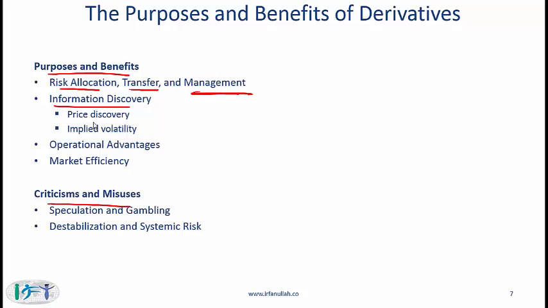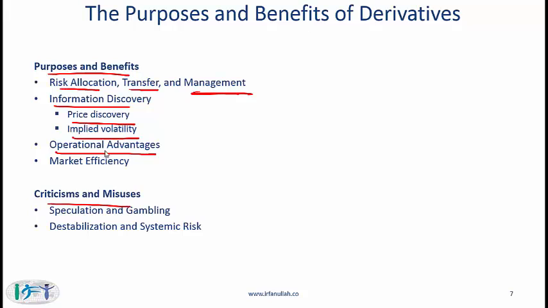Information discovery, derivatives help you with price discovery. So you will see later with futures contracts, they allow you to determine the price of the underlying, and also implied volatility. The volatility is one of the factors that determines the price of a derivative. So if you know the price, then you can figure out the implied volatility of an underlying asset.